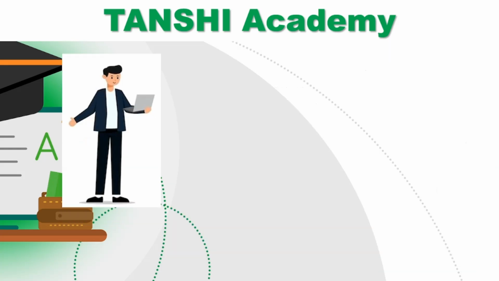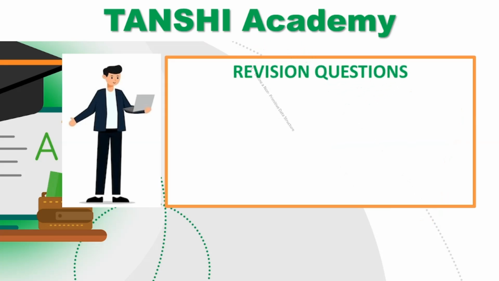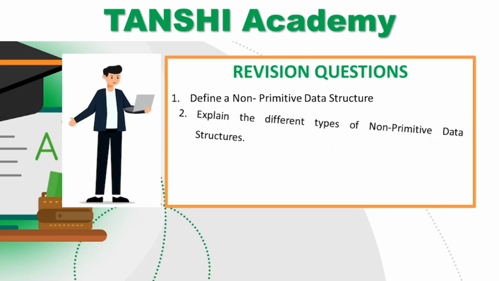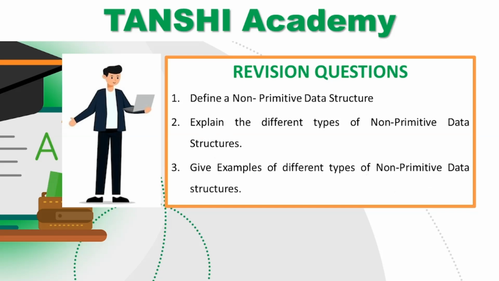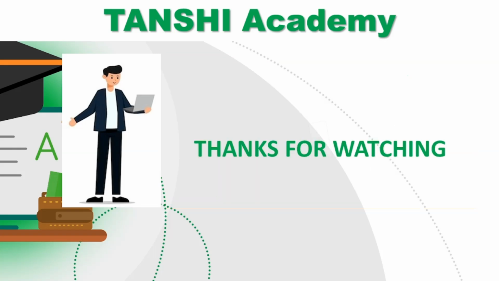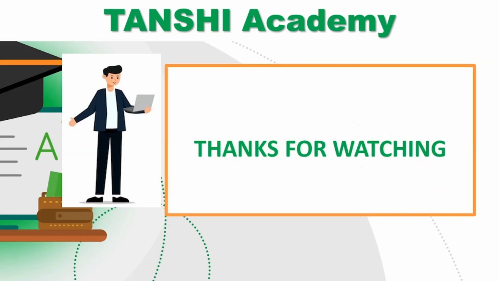So for revision questions on this topic, you are expected to answer the following questions to permit you to have a mastery of this lesson. The first question is to define a non-primitive data structure. The second question is to explain the different types of non-primitive data structures. And the third is to give examples of the different types of non-primitive data structures. So when you are able to answer these questions correctly, then you have gone through the lesson successfully.